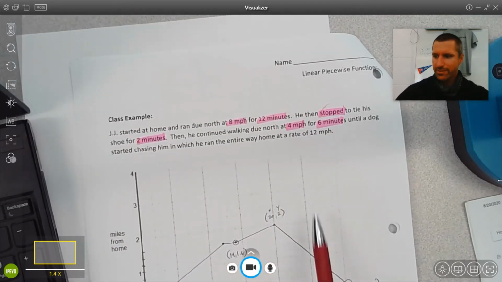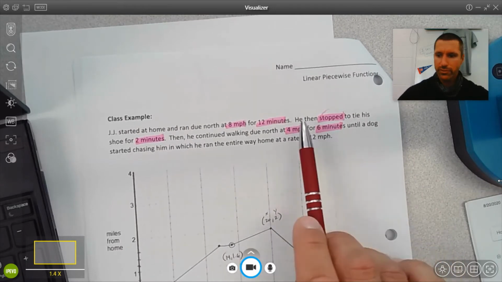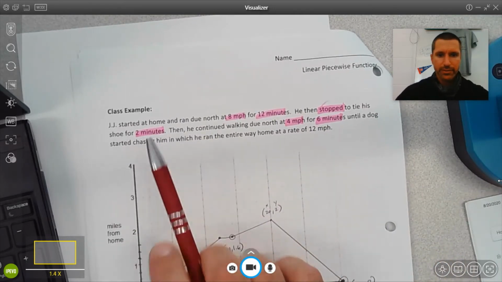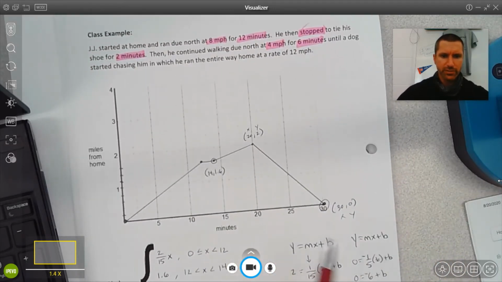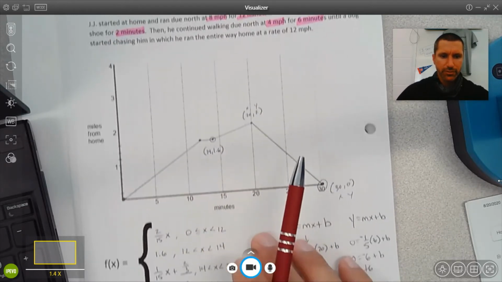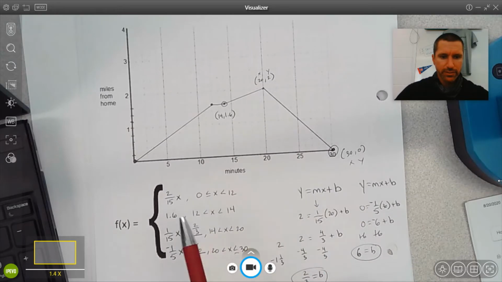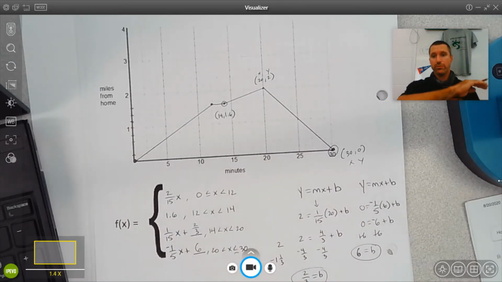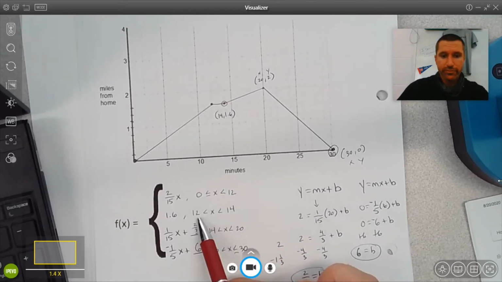Phase 2, he stopped to tie his shoe for 2 minutes. So this is a pretty easy phase. You're just going to horizontally go over 2 minutes and put a dot or put a point. And you are stuck at a distance of 1.6. So y equals 1.6 for that time from minute 12 to minute 14 because it's a 2-minute interval of time.